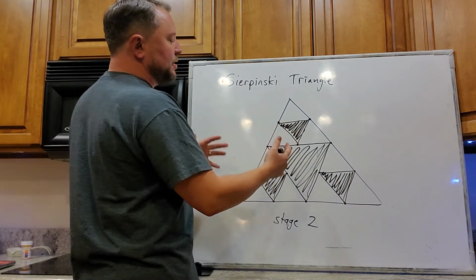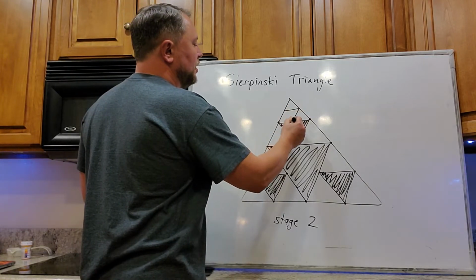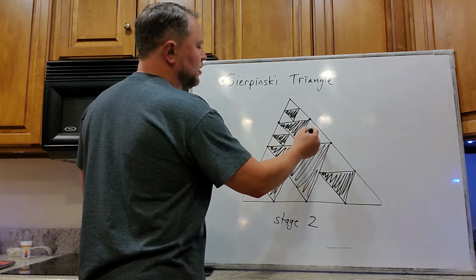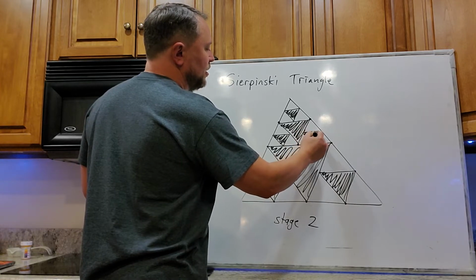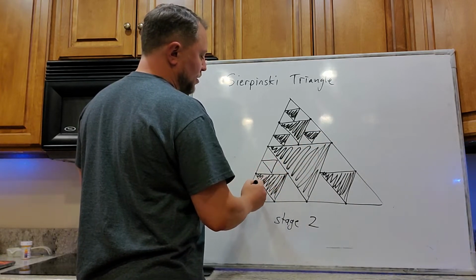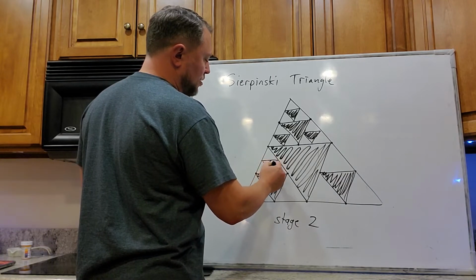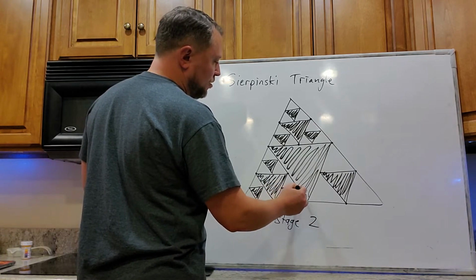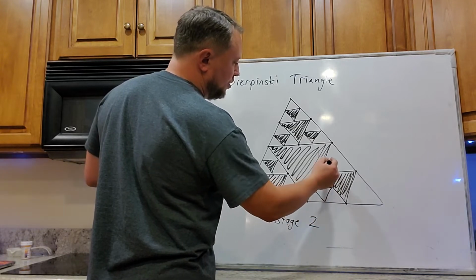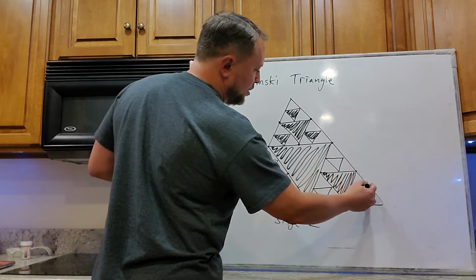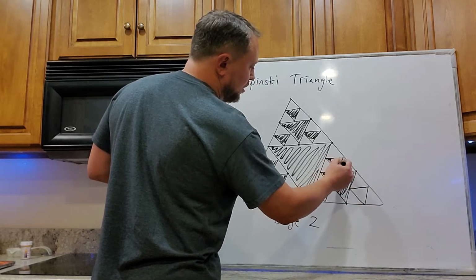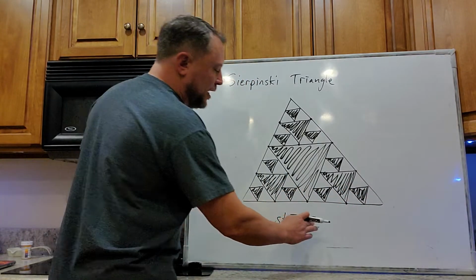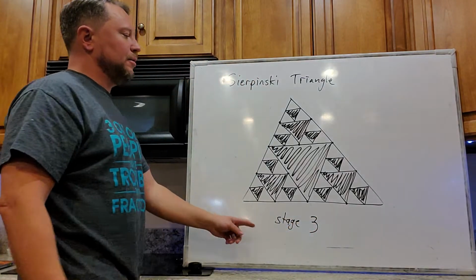So we would do these steps again in each of those. You'd have a little triangle there that would be shaded in, a little triangle here that gets shaded in, a little triangle here, a little triangle there, and so on, nine in all. And all those get shaded in. That finally would be stage 3.